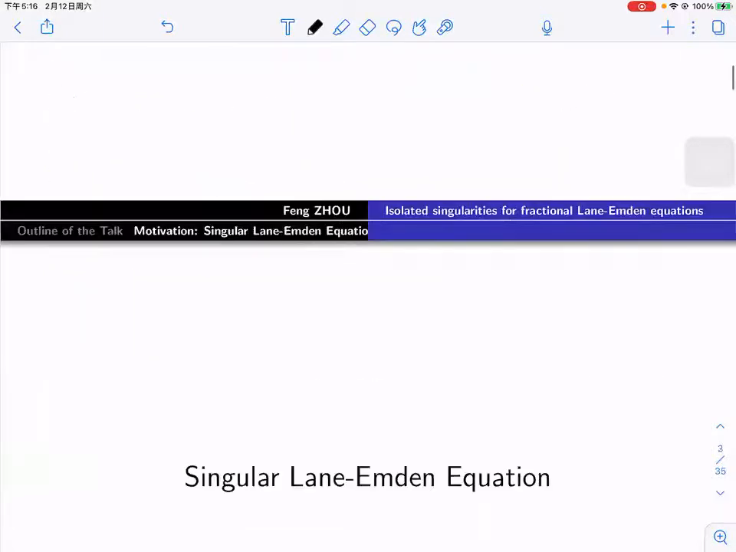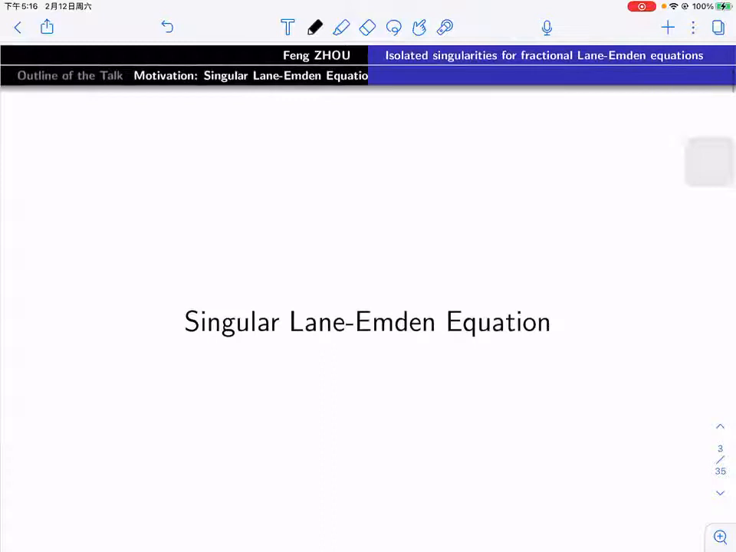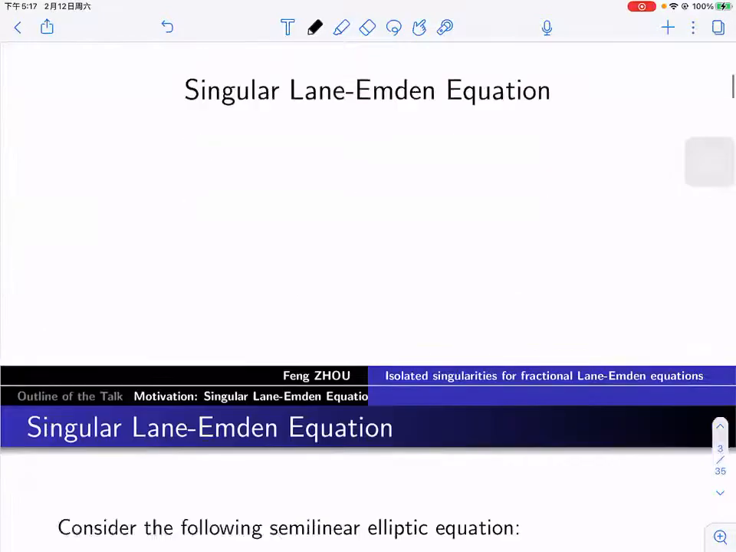Yesterday and today, Professor Wei-Hong gave deep results on the Lane-Emden equations, and this gave me many basic results. But for the context of my talk, I will start with some early results about this equation.